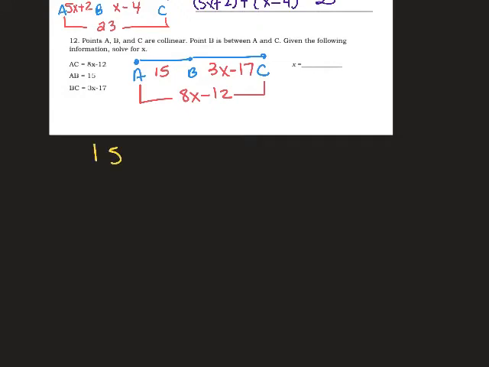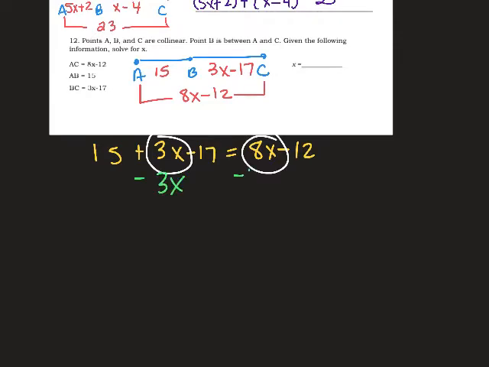15 plus 3x minus 17. 8x minus 12. Good. So we're going to combine like terms. What terms are alike? 3x and 8x. I'm going to put these together. Let's go ahead and let's move over the 3. So I'm going to subtract 3x from both sides. What's 8 minus 3? 5x. So I'm going to bring down the 15, the minus 17, the 5x now, and the minus 12.